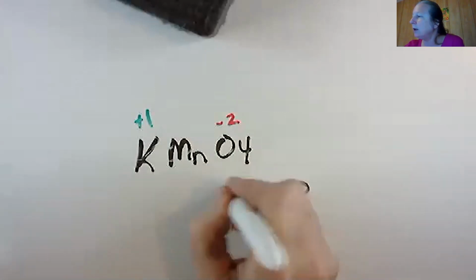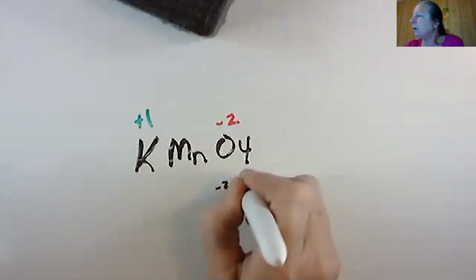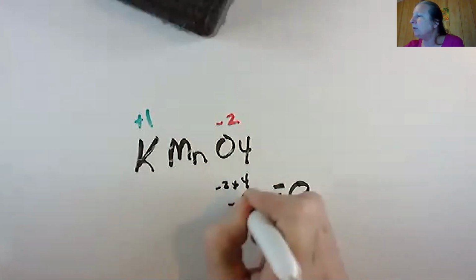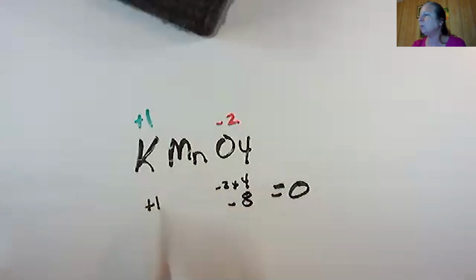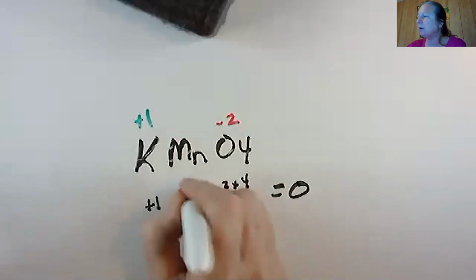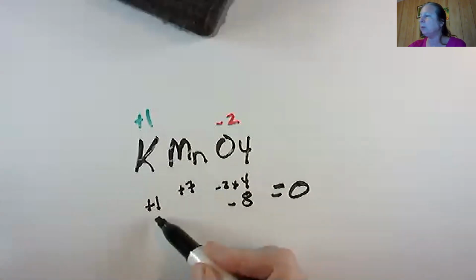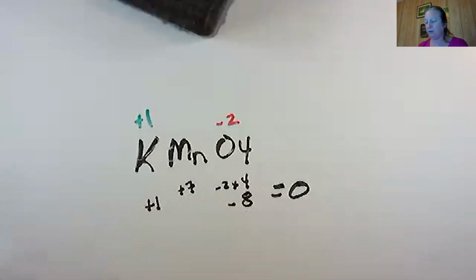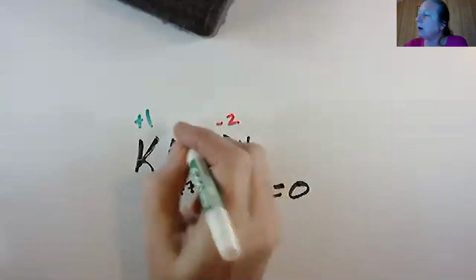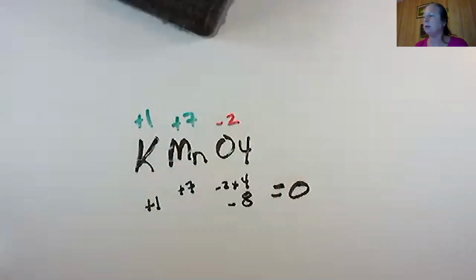So we're going to calculate -2 times 4. So this gives me a -8. And I have a +1 here. I have to have a charge for manganese such that my net is 0. So this is going to be a +7. +7, I only have one of them. +7 and +1 is +8. -8 is 0. So therefore, my manganese oxidation state is +7.